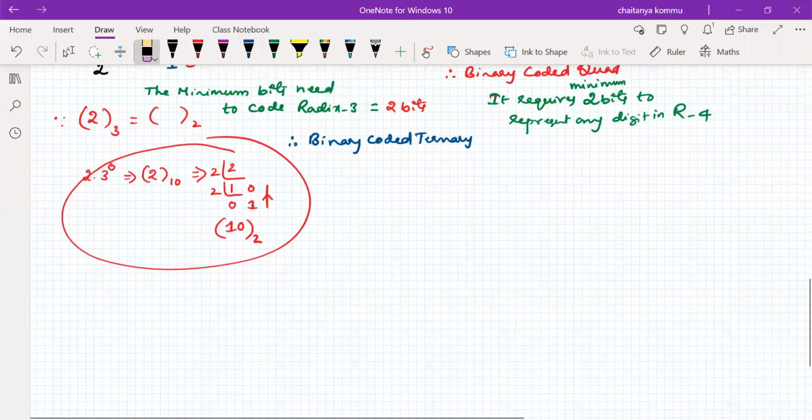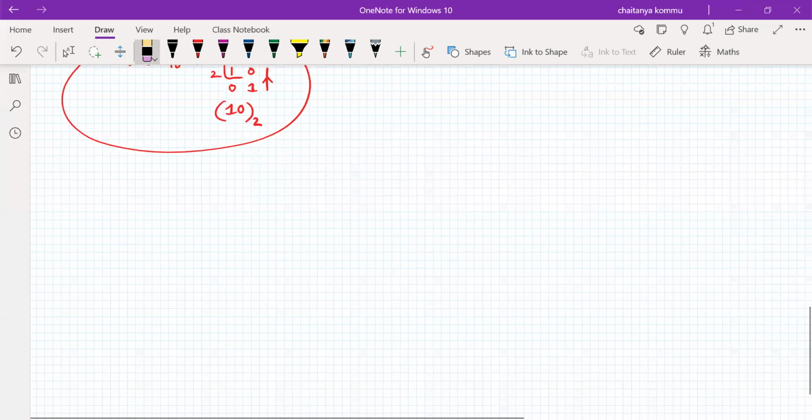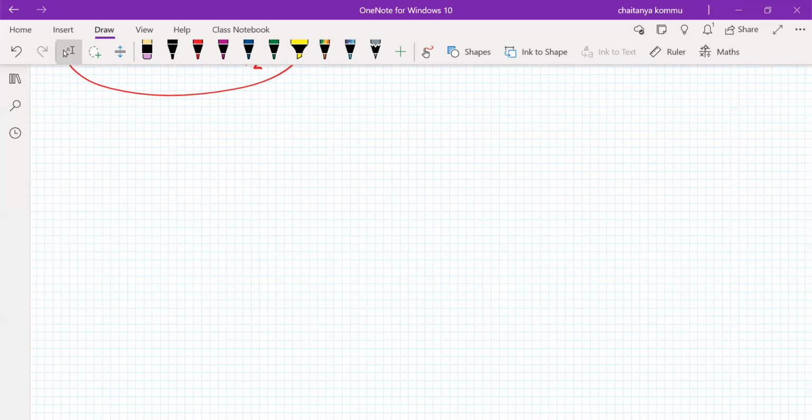Now binary coded quad is over. Now let us consider another one, very, very important one. So it's for 0, 1, 2, 3, 4, 5, 6, 7. For example, 8 digits I'm using. So what is this radix? Can anybody guess? Radix 8. Radix 8 only. So I want to convert it into binary.